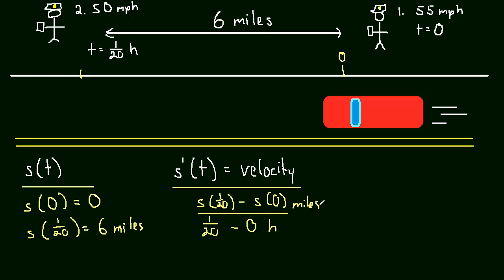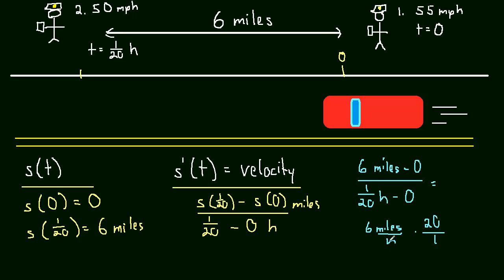So just switching colors, but just to continue, s of 1/20 is 6 miles minus 0 miles, and then you're left with 1 over 20 hours minus 0 hours. And this is equal to 6 times 20. And this is still miles per hour, right? Let me show you it a different way. This is equal to 6 miles divided by 1 over 20 hours, and if you divide by 1 over 20, you're multiplying by 20 over 1. So it's really like 6 miles times 20 over 1 hours.